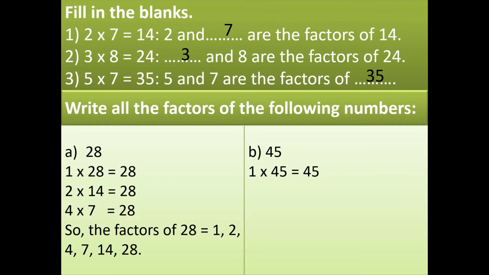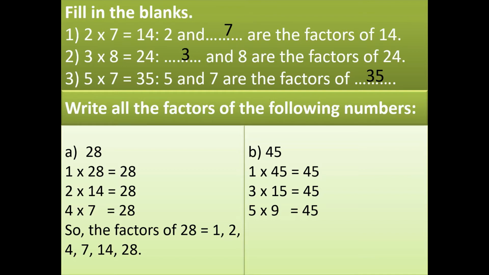Take the next number 3. Is 45 completely divisible by 3? Yes. If you have any doubt, divide and check. The quotient is equal to 15 and the remainder is equal to 0. So the product can be written as 3 multiplied by 15 is equal to 45. Then we move on to 4. Is 45 completely divisible by 4? No, it is not. So leave it. Then take 5. Is 45 completely divisible by 5? Yes, the product can be written as 5 multiplied by 9 is equal to 45.